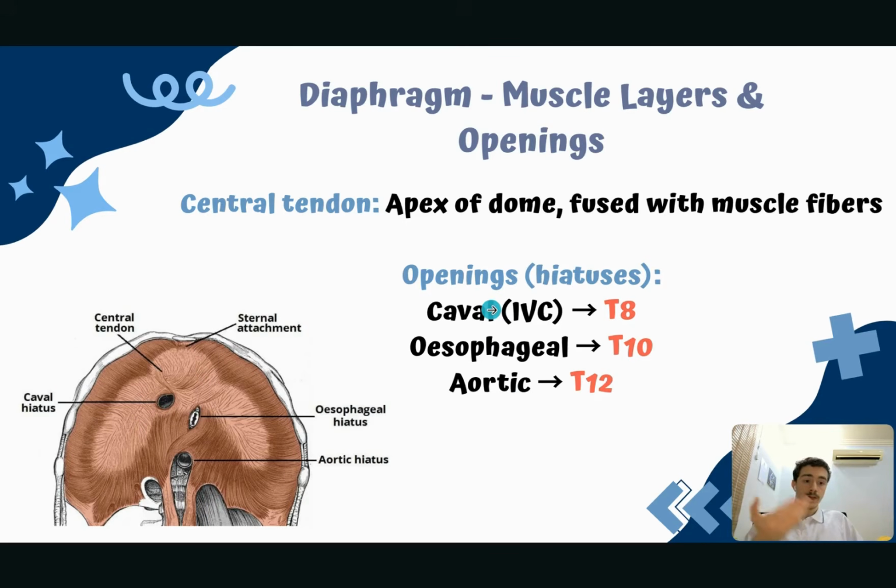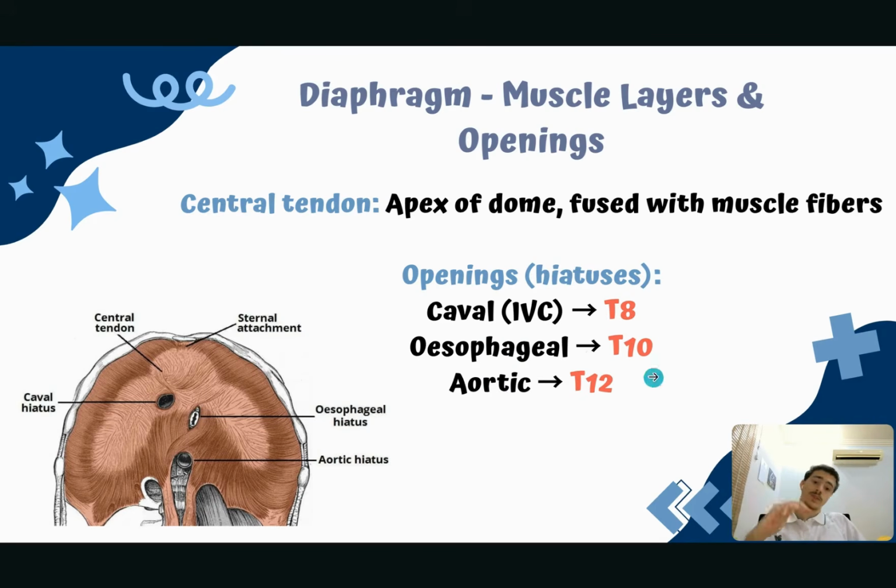What about the structures passing through the diaphragm? We have three main structures that we need to know: the inferior vena cava, the esophagus, and the aorta. The inferior vena cava is at level T8, which is thoracic vertebra number 8. After that, we have the esophagus at T10 and the aorta at T12.